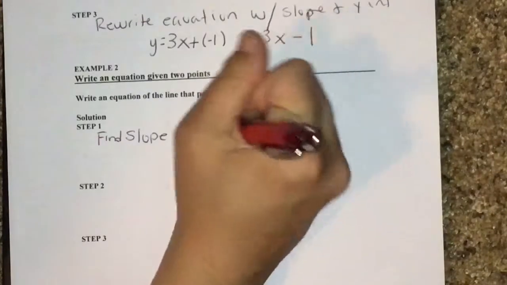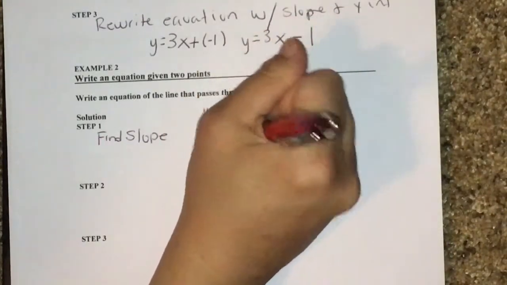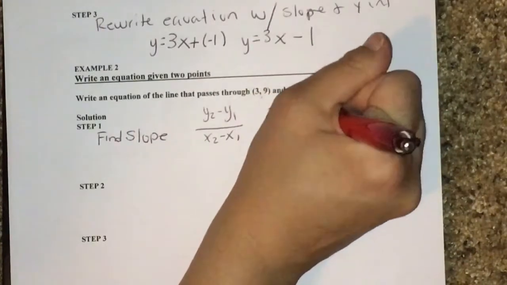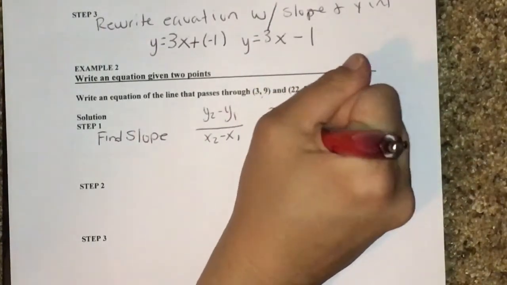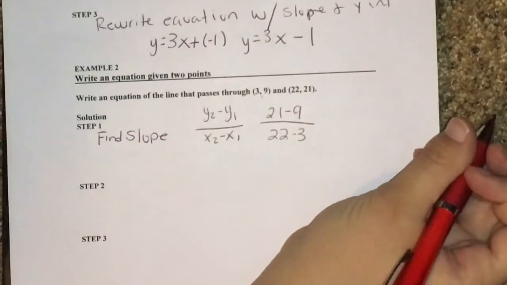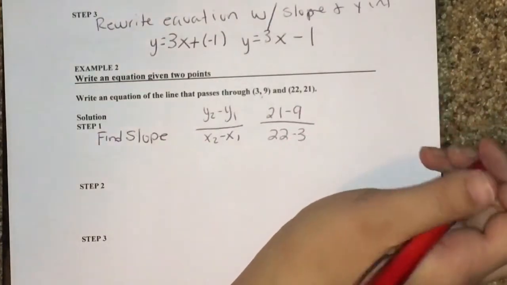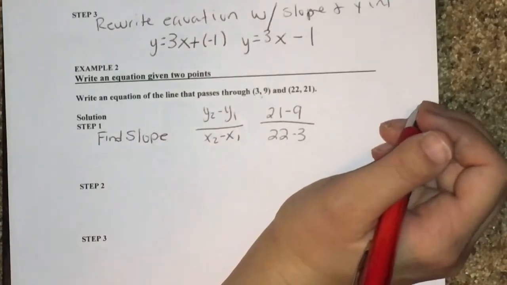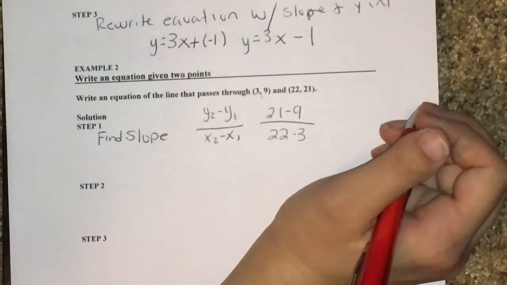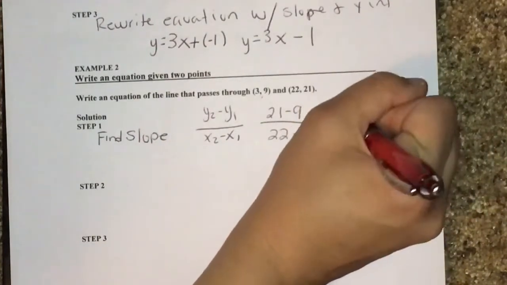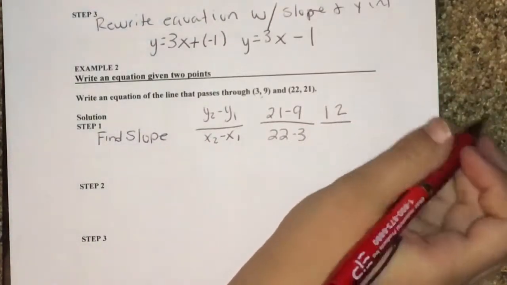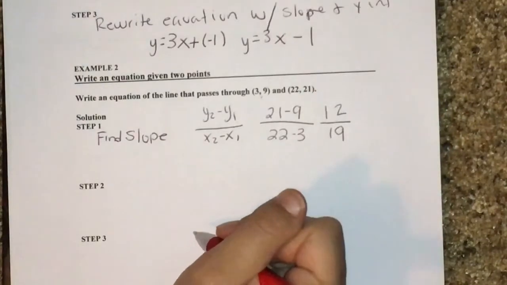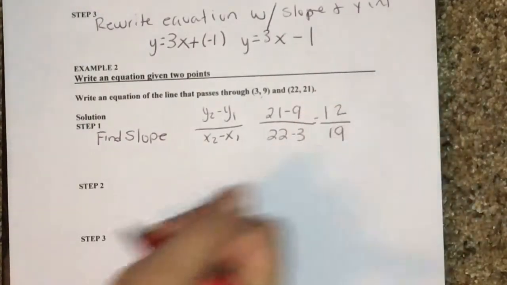y2 minus y1 over x2 minus x1. So 21 minus 9 over 22 minus 3. 21 minus 9 is 12, and 22 minus 3 is 19. So we have 12 over 19 as our slope.